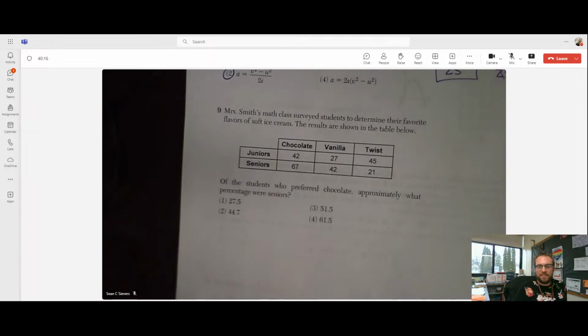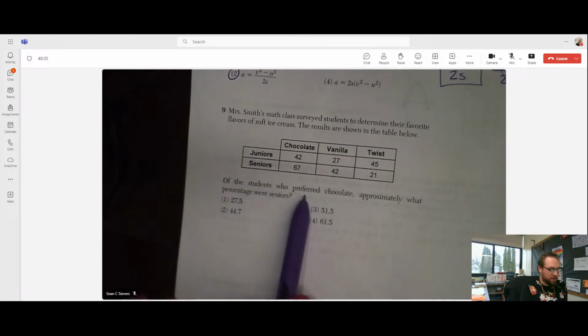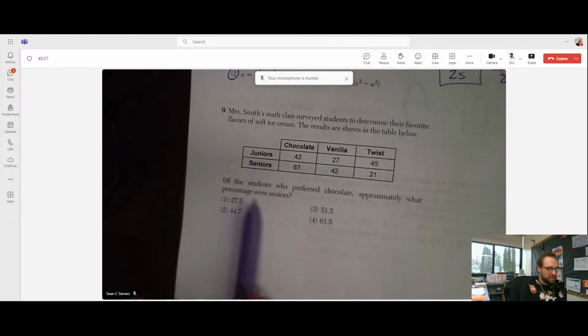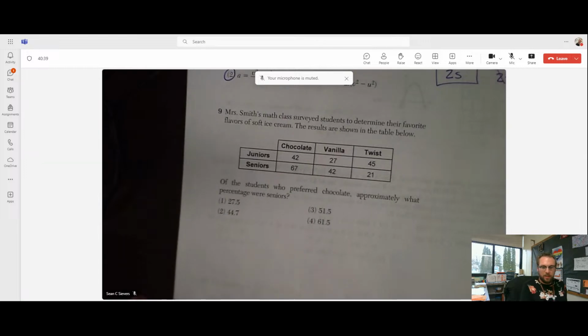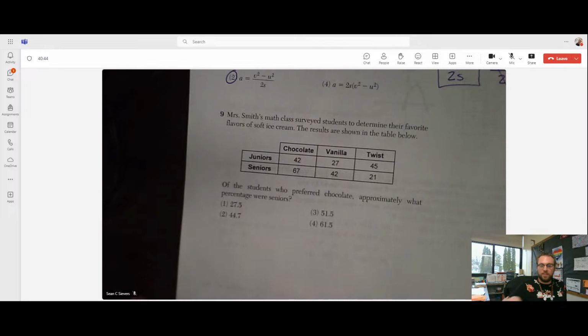Mrs. Smith's math class surveyed students to determine their favorite flavors of soft ice cream. The results are shown in the table below. So I know that this is the last unit of the school year, so we have not gotten to this question yet, but we're still going to do it. It says, of the students who preferred chocolate, approximately what percentage were seniors? So it's saying, when it says of the students who preferred chocolate, that means out of all of the students who chose chocolate, what percentage of them were seniors?